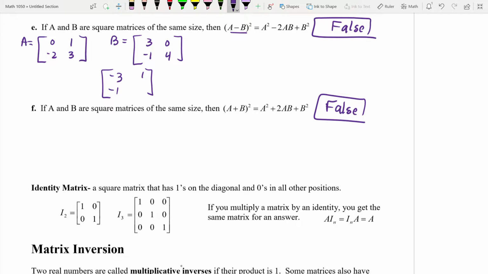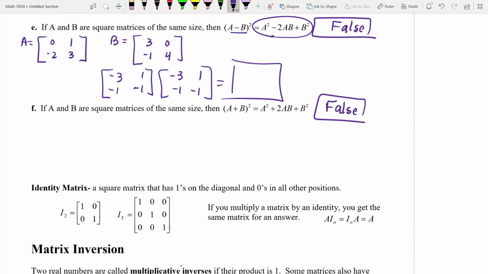And then what I did is I squared it. So I multiplied it by itself. And I saw what I got. And then I did this. I took that same A, multiplied it by itself, took A and B, times them together, distributed negative 2, took B, multiplied by itself, added the 3 things together, and I saw if I got the same thing. I literally went through that whole thing, and the answer is false.